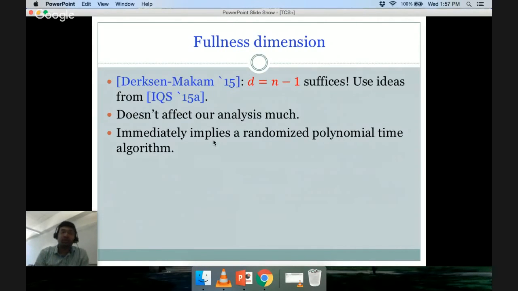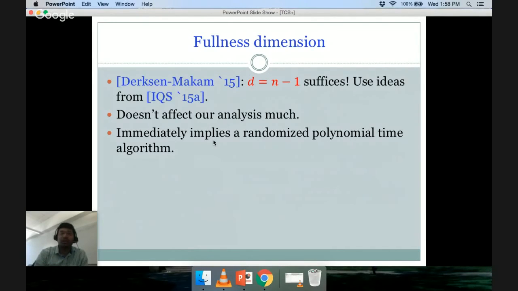I mean, on the capacity, instead of 2 to the minus poly n, you will get something like 2 to the minus n. And it improves the running time a bit, but doesn't affect it much. But this bound immediately implies a randomized polynomial time algorithm for non-commutative rank. You just plug in random matrices of dimension n-1 and check whether you've witnessed full rank or not.